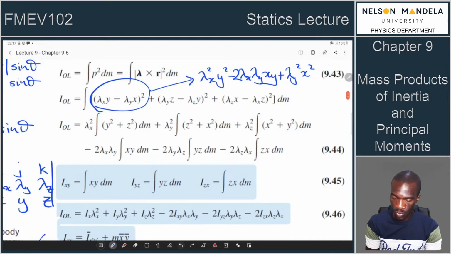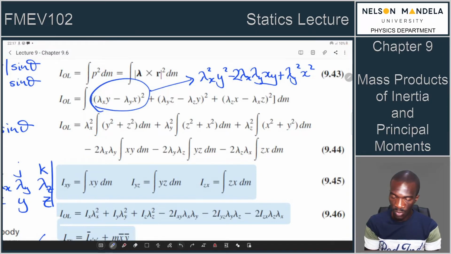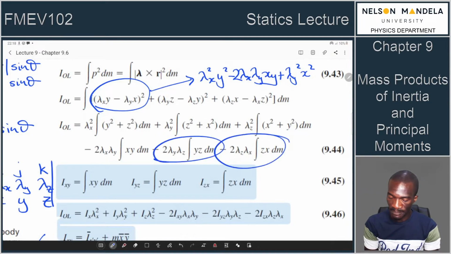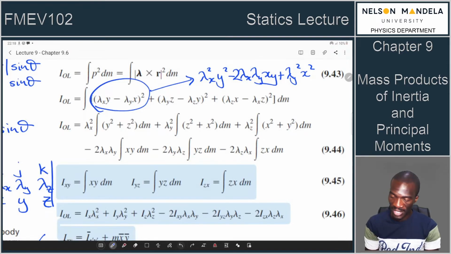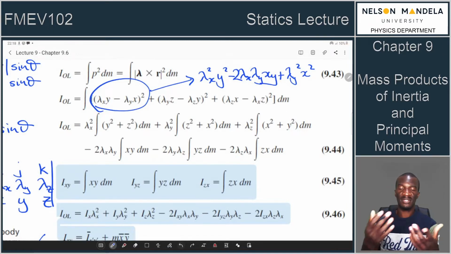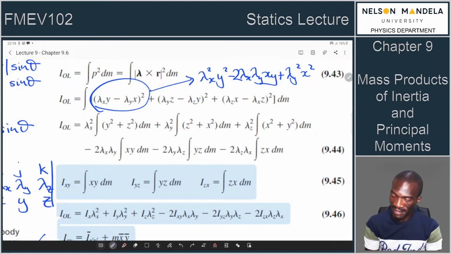multiplied by xy. 2 lambda x lambda y multiplied by the integral of xy. Why? Because it was in the integral sign. So the same applies for the rest of the terms. You would find these cross multiplied terms. In the end, what you have is equation 9.44. So please follow the algebra so that you can actually tell, okay, this equation literally comes from this step, right? Then when you have this equation, there are some interesting things in that equation.